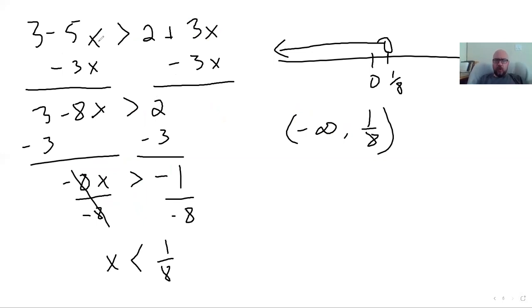Yeah, so that's how you solve inequalities. You solve them just like equations, and then if you happen to multiply or divide by a negative number, you have to flip your inequality over. That's really the only difference.